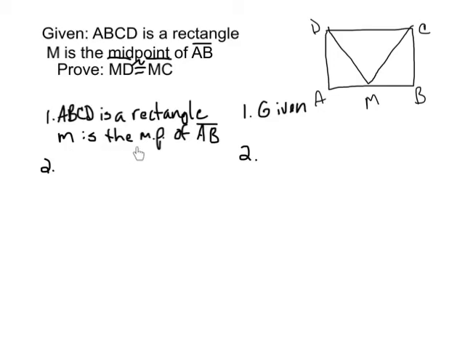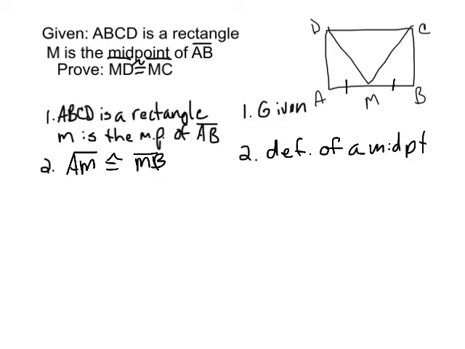If M is the midpoint of AB, I can write a congruent statement, and it's going to be AM is congruent to MB. That's by definition of a midpoint. So I write it and I mark up my diagram there. Now, rectangles are equiangular, so I don't even have to say that these are 90-degree angles. I can just say angle A is congruent to angle B because rectangles are equiangular.